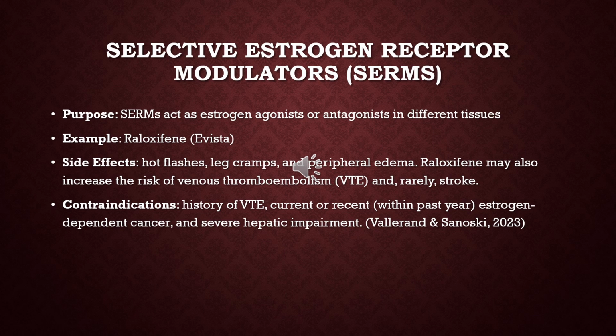Selective estrogen receptor modulators act as estrogen agonists and antagonists depending on the type of tissue that they are affecting. They help to preserve bone density by reducing bone resorption without increasing the risk of estrogen-related cancers, which can be a side effect of some other treatments. Common examples of this medication would be Evista. Side effects of these medications can include hot flashes, leg cramps, and peripheral edema.